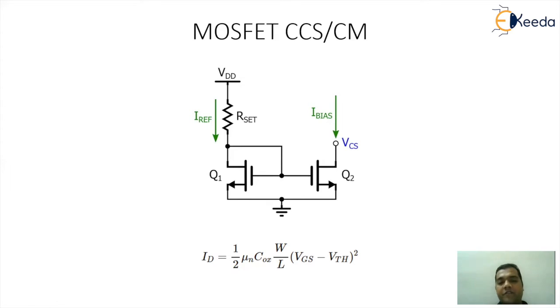The standard definition for the drain current ID is equal to half mu n Cox W by L (VGS minus VTH) the whole square. Now, whenever you look at this equation carefully, the drain current is a function of the VGS value. So if you observe carefully, both the MOSFETs have the same gate potential and the same source potential.